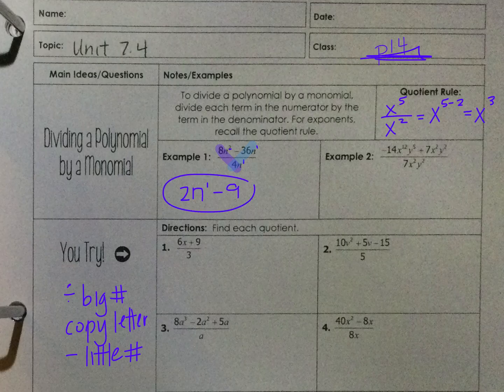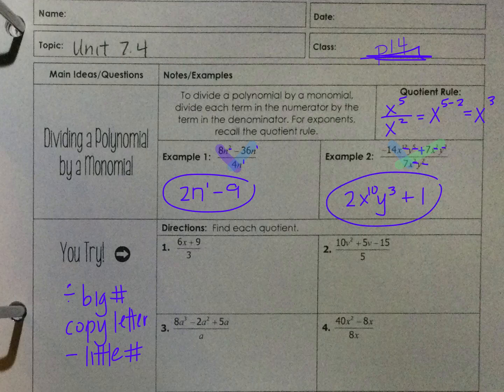This next one, we're going to do the exact same way. I'm going to distribute it first. Negative 14 divided by 7 is negative 2. I've got x's and I've got y's. 12 minus 2 is 10. 5 minus 2 is 3. Then there's a plus. I'm going to put my plus. And then I'm going to distribute this way. 7 divided by 7 is 1. x, y. 2 minus 2 is 0. 2 minus 2 is 0. Remember, I just told you if it's 0, don't even write it down.